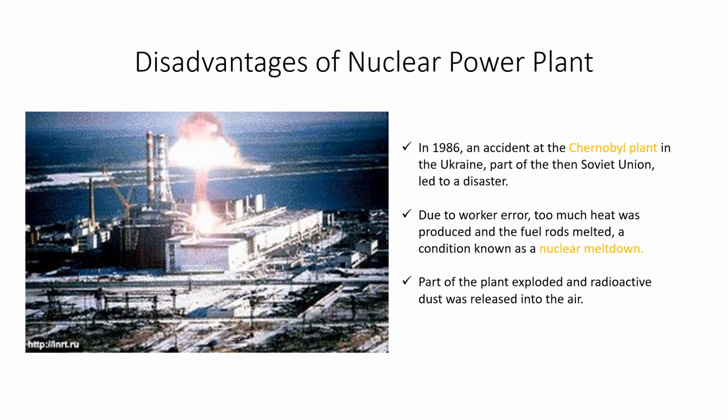The explosion itself killed 31 people, but thousands of other people in the area developed cancer and other illnesses caused by the radiation. Since then, there have been no other accidents like Chernobyl, and most nuclear power plants are now much safer. However, smaller accidents at a few plants since Chernobyl have concerned many people.